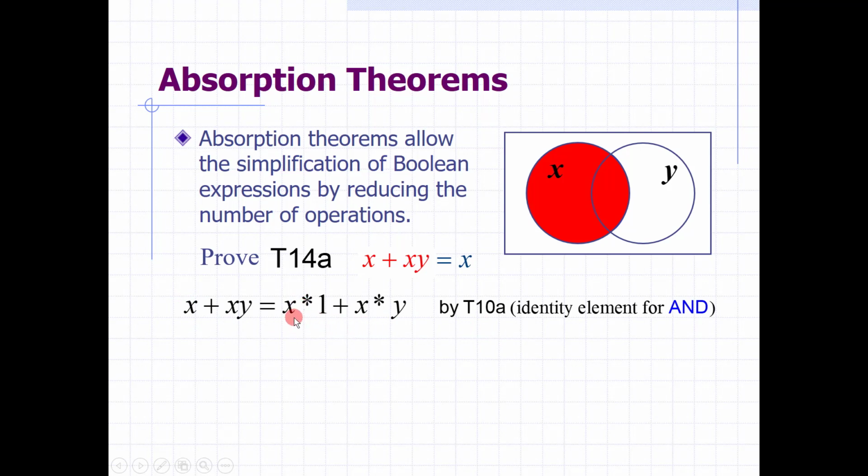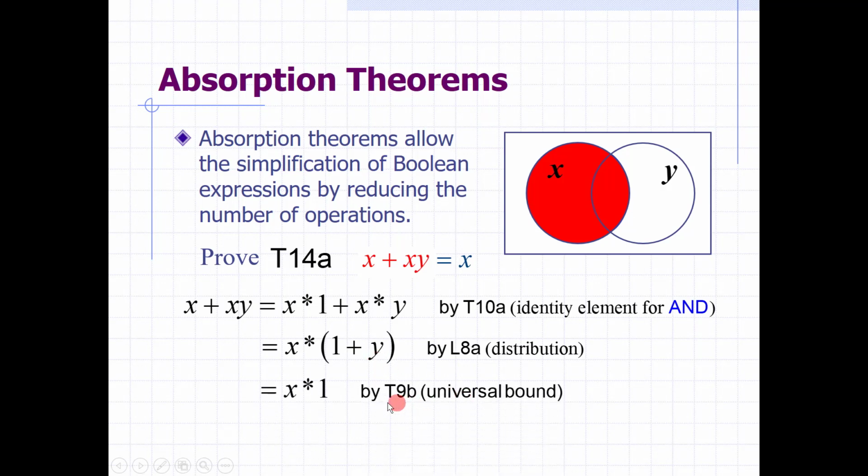And the reason I did that was now I can look at this expression and see that I have an x in the first term and an x in the second term, and we can do the factoring. So that's the distributive law. We can take the x AND out of each term, and we're left with a true OR y. Now we look at this expression and see what we can do. Does this 1 OR y look familiar? Sure it does. We have a theorem that says true OR anything equals true. It's theorem 9b, the universal bound law.